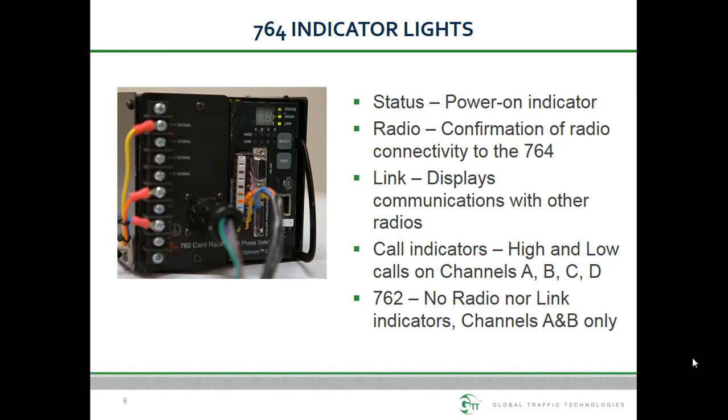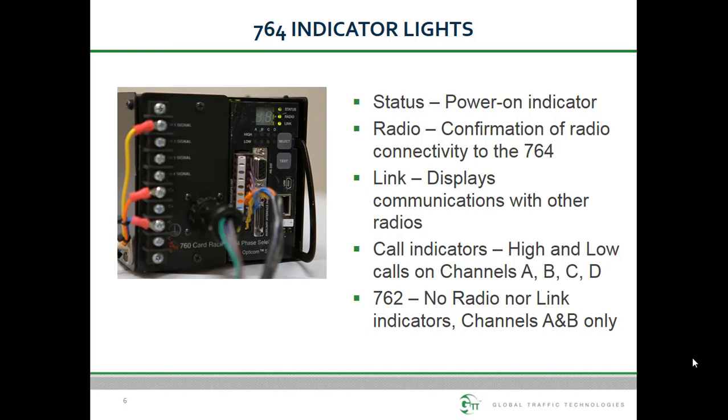The link light, when off, indicates that no other radios are in range and communicating. When it is steady green, it indicates that there is active communications with another radio. This indicator is not present on a 762. Next are the call indicators. There is one row for high priority and another row for low priority.